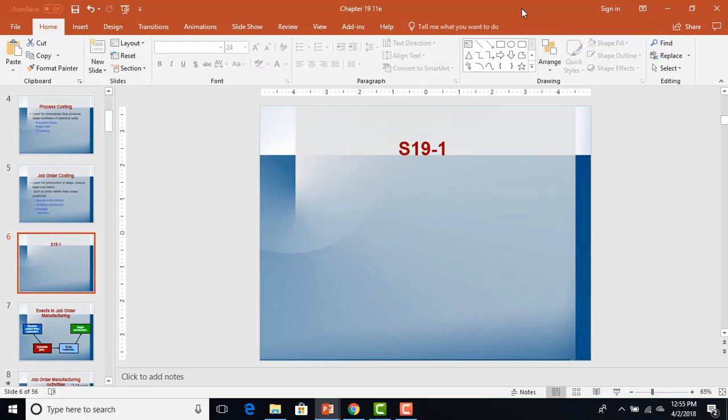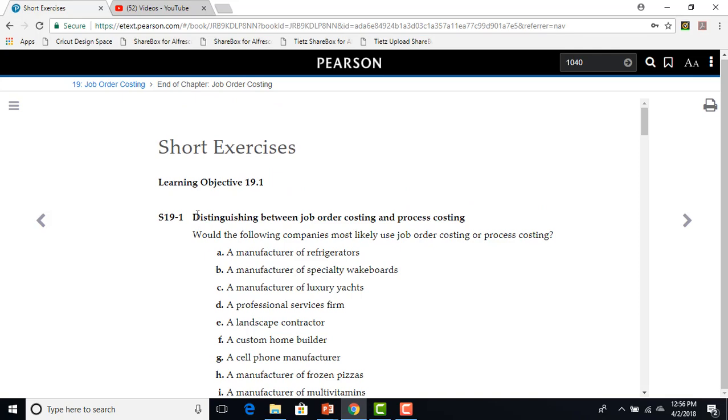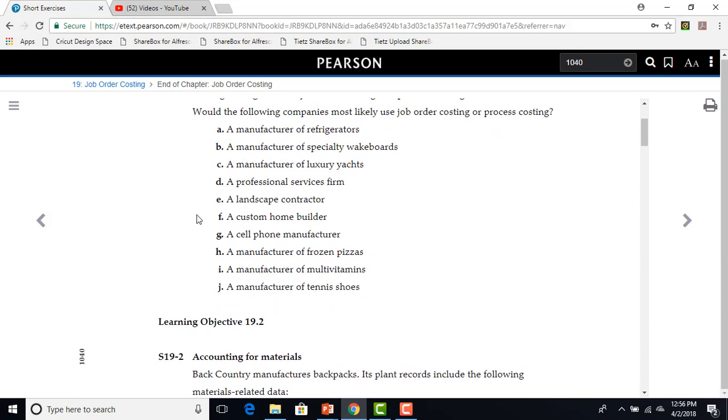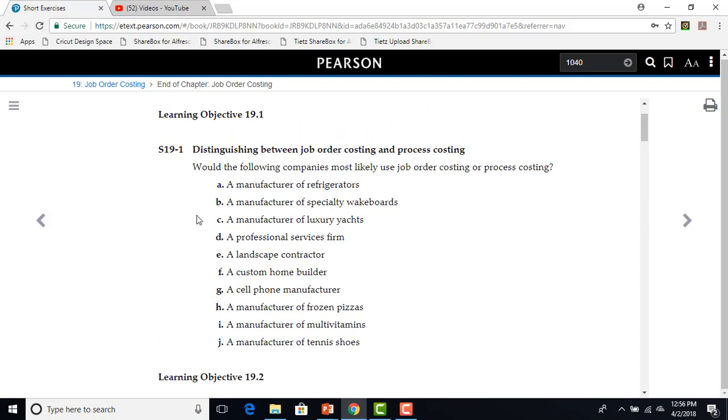All right, so just to illustrate these, let's take a peek at short exercise 19.1 in your textbook. What I'll do is pull that textbook page up right here. All right, so I have it up right here, short exercise 19.1 from your book. I'll walk you through these, and we'll talk about which of these companies would use which of these different job order or process costing systems. It says, would the following companies most likely use job order costing or process costing?